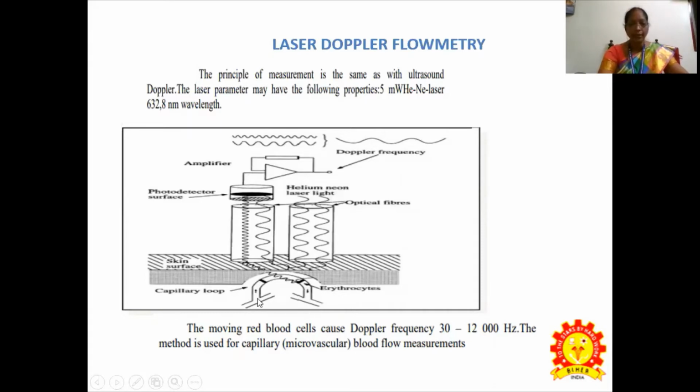As shown in the diagram, the blood flows through the capillary loop, and the erythrocytes scatter the helium neon laser light carried by optical fibers, showing a difference in wavelength, which is collected by a photodetector shown here. This photodetector gives a voltage corresponding to the optical signal, the difference between the two optical signals, which is given to a signal conditioning circuit that amplifies it, and we get the Doppler frequency. Thereby we can identify the blood flow.